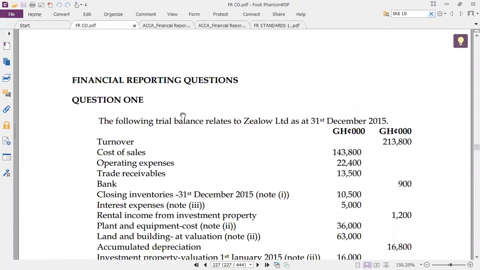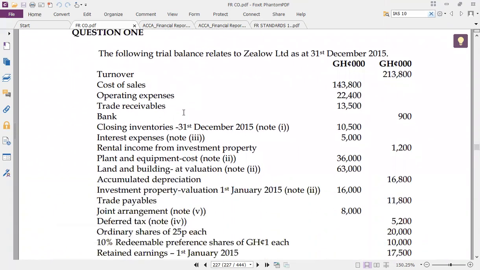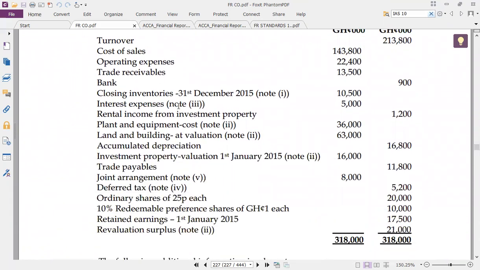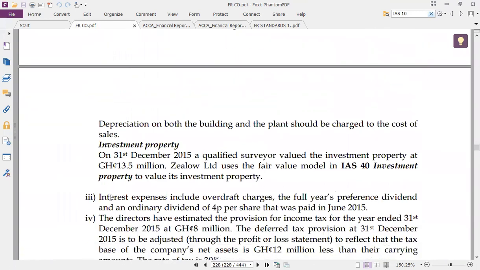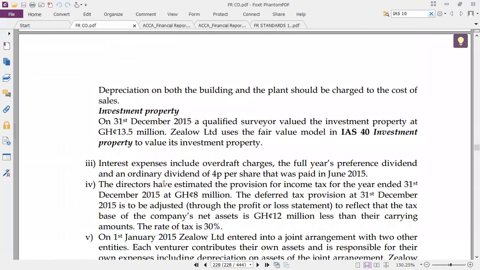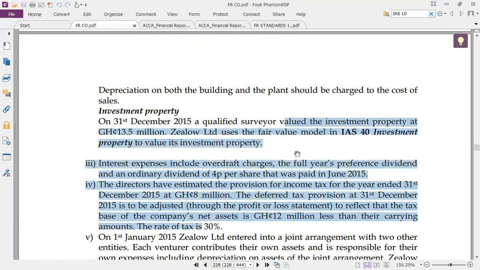Zillow Limited. So let's see if you can see some tax issue. Yes, I can see deferred tax. Good. So that's the opening balance, 5,200. So we should go to note 4. Now let's go to note 4 and see what is there. The directors have estimated the provision for income tax for the year ended 31st December 2015.